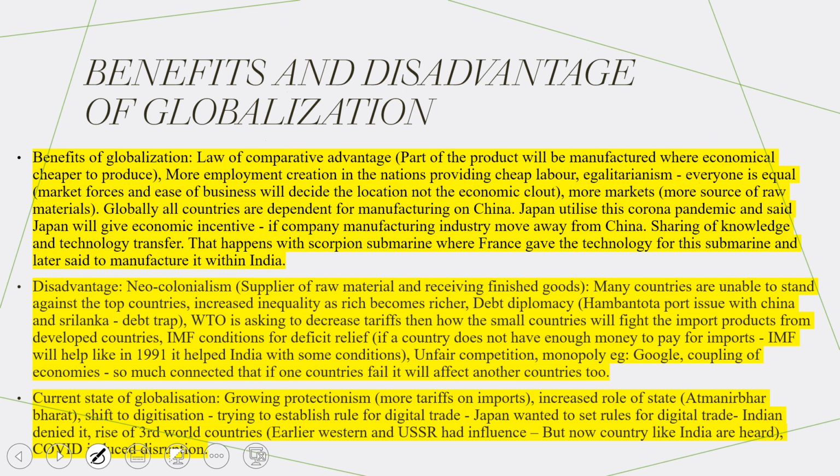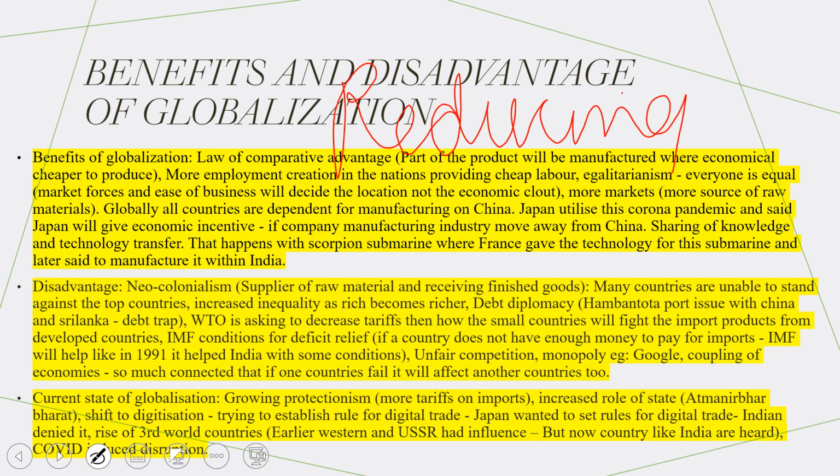What is the current state of globalization? Growing protectionism: in this COVID situation, all countries want to protect their nations and their economies. How? By reducing imports. Nobody wants to import products. Importing means expenditure is increasing and no income is coming, and tariffs will be higher if imports are higher. That's why most countries want to impose tariffs, so that their domestic products can compete with foreign products. So that is the current situation: all countries want to protect themselves by reducing imports.